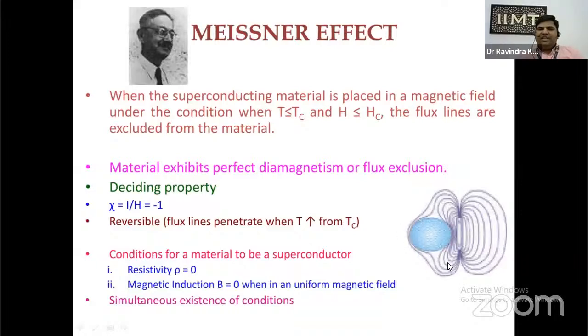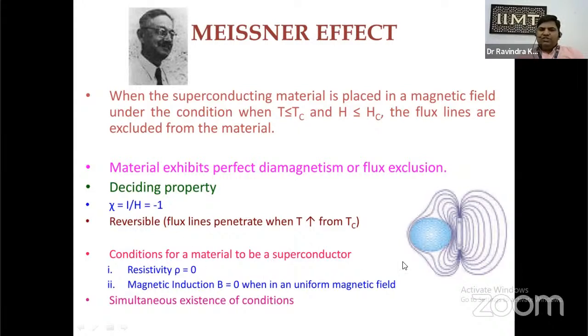Meaning the material exhibits perfect diamagnetism or flux expulsion. This condition is known as the Meissner effect, and this is one of the important properties of superconducting materials. In this case, the susceptibility is equal to -1 and the magnetic field inside is 0.